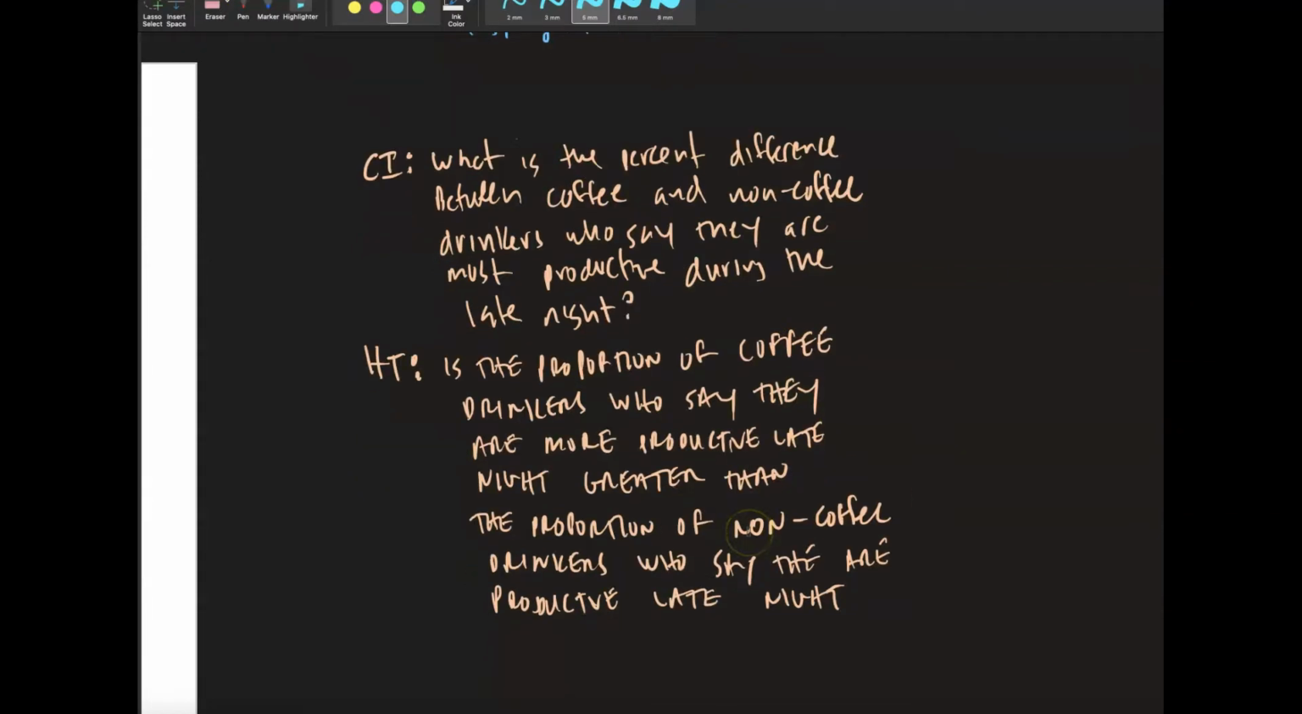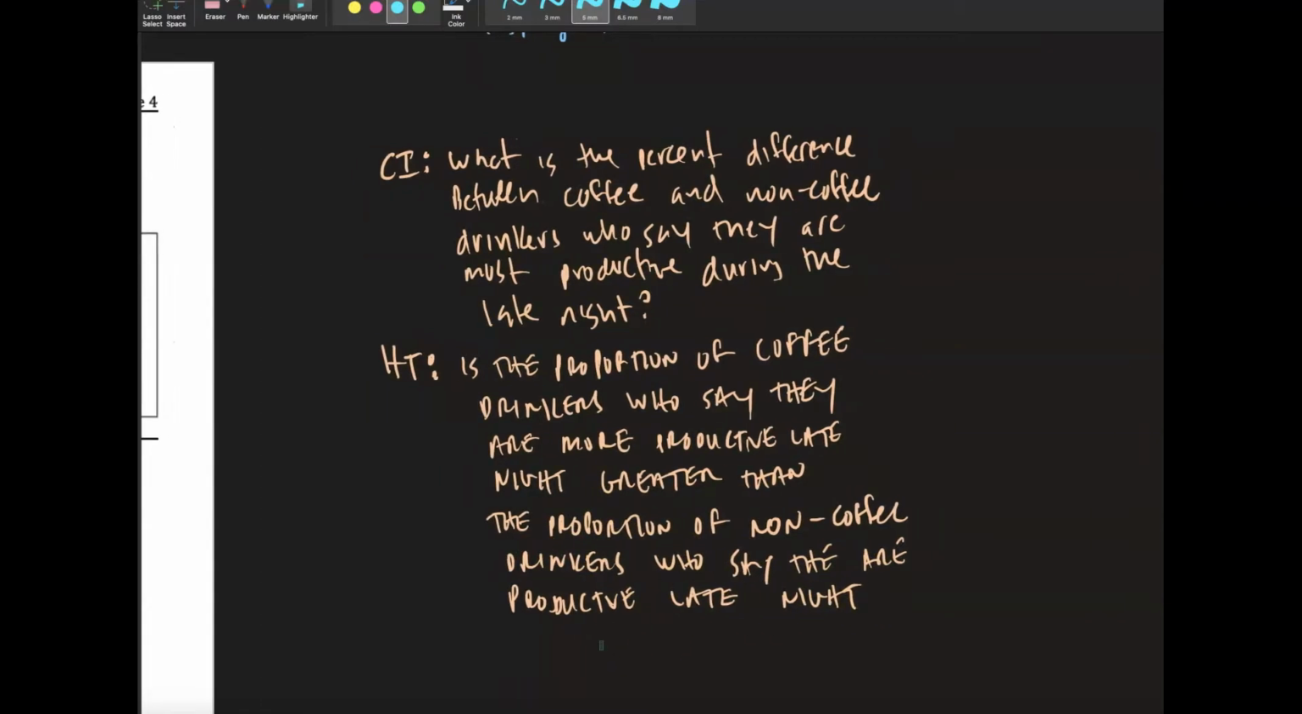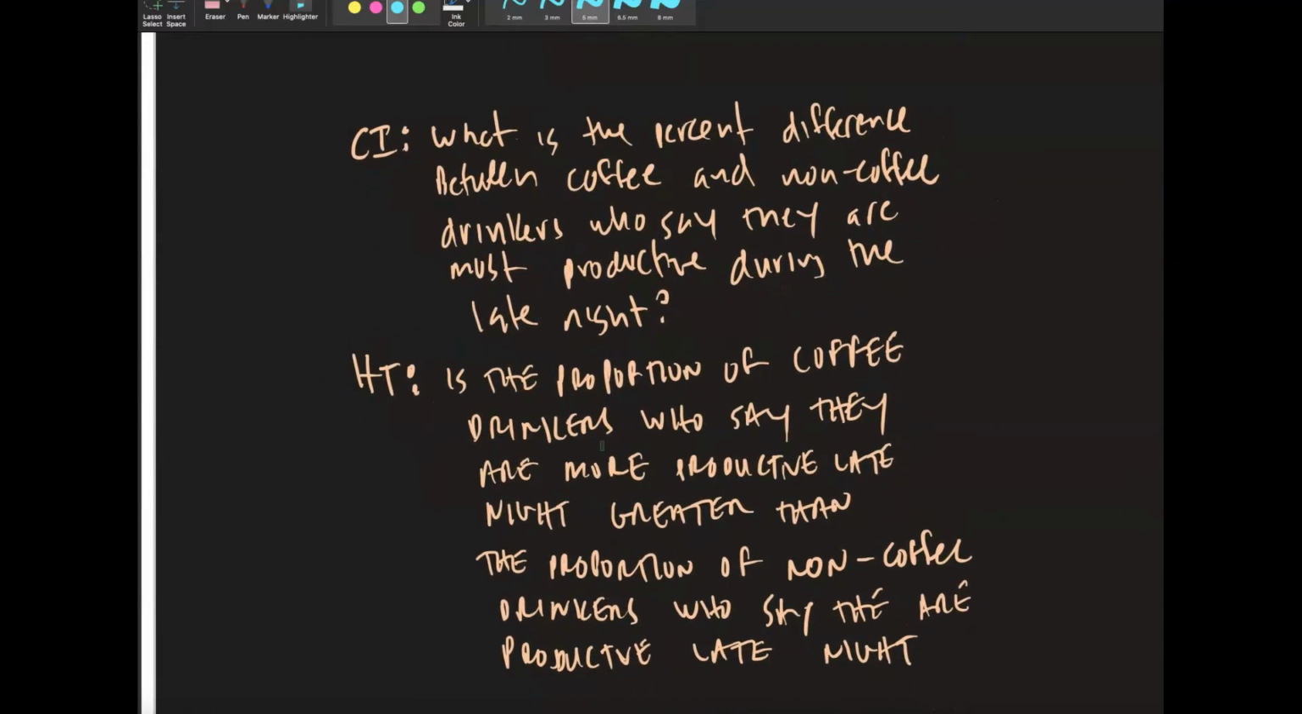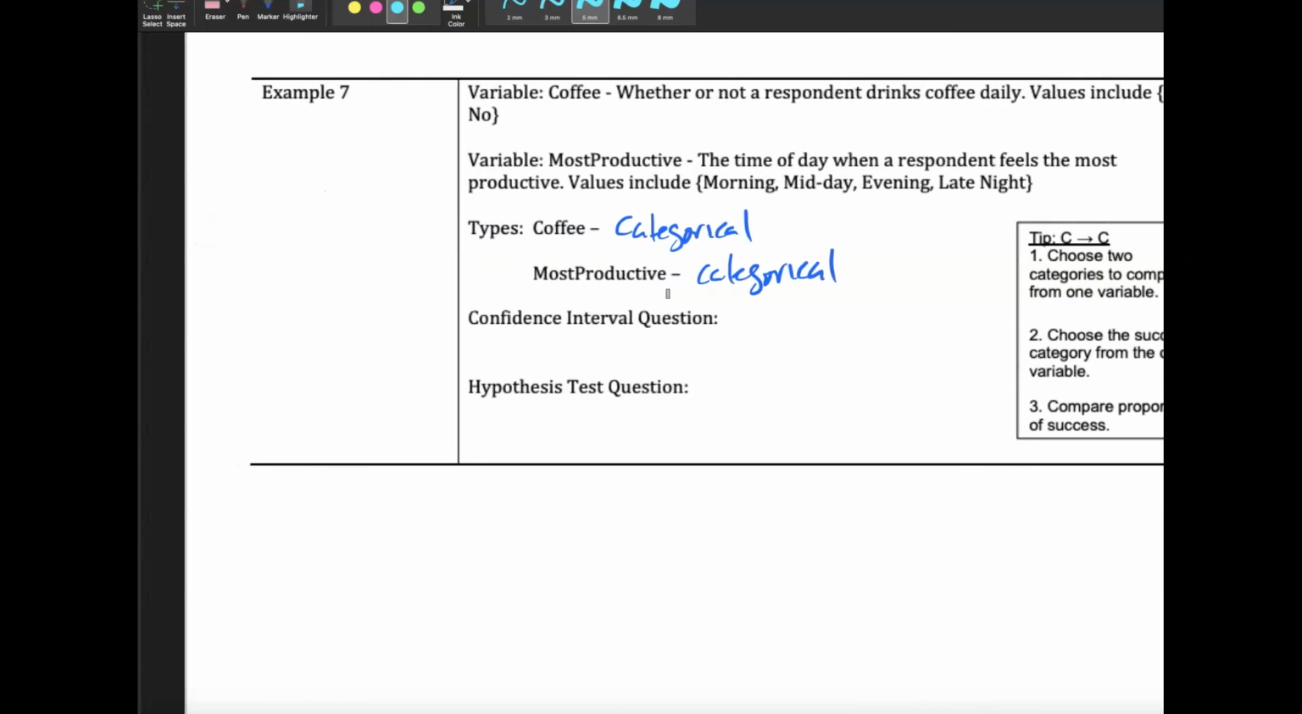For the hypothesis test: is the proportion of coffee drinkers who say they are more productive late night greater than the proportion of non-coffee drinkers who say they are productive late night? Again, these are just one example of the type of questions you would ask in these cases. We're starting to get a sense of how we conduct statistics in the world and how we start to write questions. And that's it.